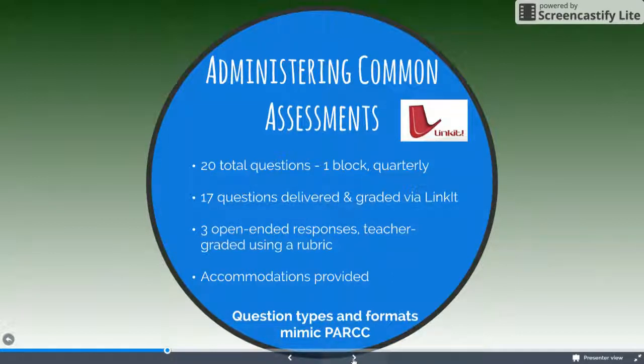All students who receive accommodations for testing will receive those accommodations when taking the quarterly common assessments. Also, the question types and formats will mimic PARCC so our students can be best prepared for the end-of-year assessment.